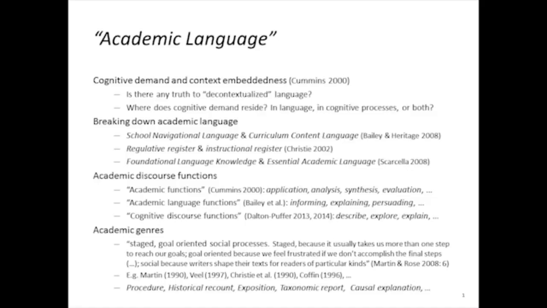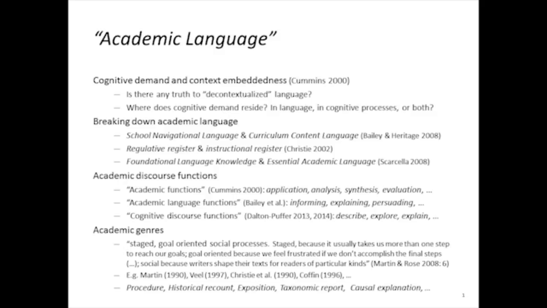Now, when we're talking about academic language, this has been broken down by many authors. Bailey and Heritage, for example, do it in school navigational language, which is pretty much language for classroom management, and curriculum content language, which clearly has to do with the instructional content. Something similar is going on with work done by Christie, which she puts into the regulative register, that type of language that has to do with regulating the classroom, and the instructional register that has to do with instruction.